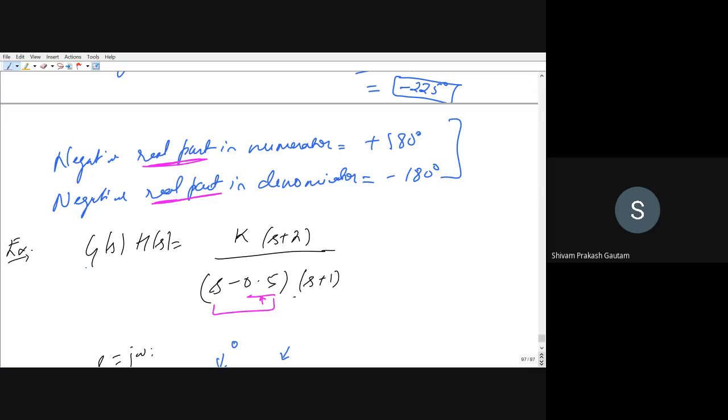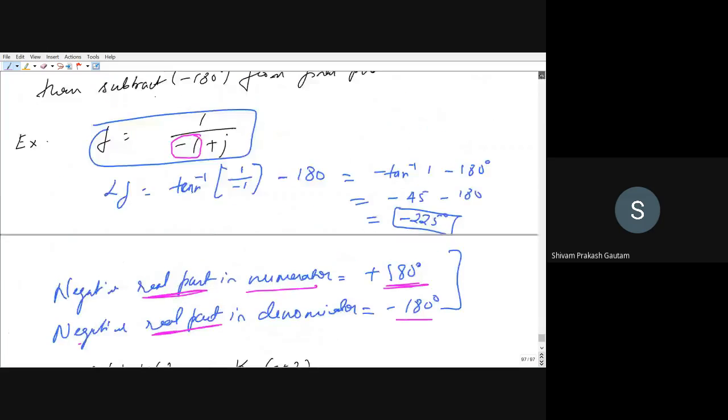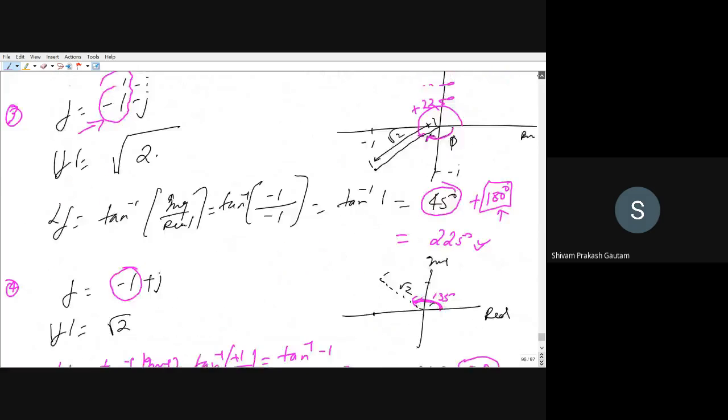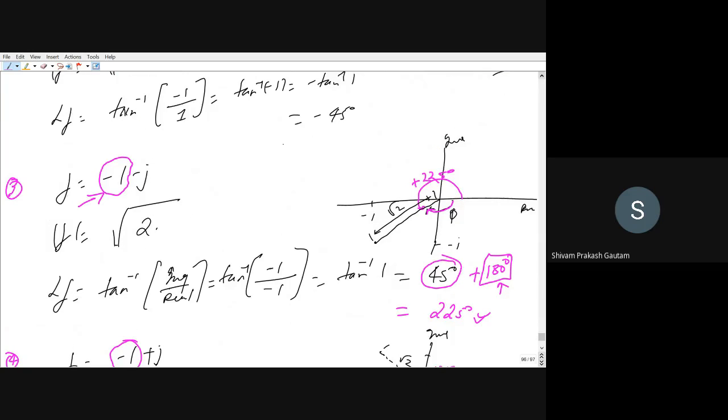If you are having a negative real part in the numerator, add plus 180 degree. If you are having negative real part in the denominator, add minus 180 degree. Why? Because we have seen while we are calculating for negative real part, there was some error. So in order to correct that error, we are adding extra phase.